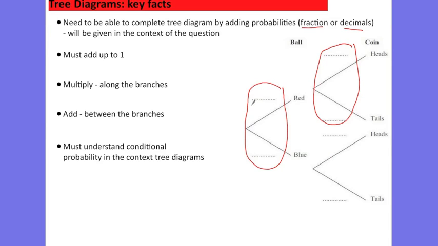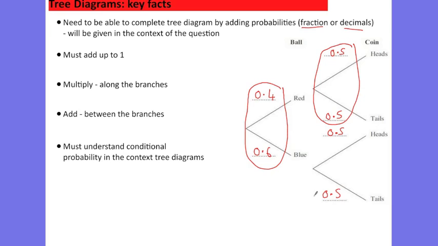So if the probability, for example, of picking a red ball was 0.4, the probability of picking a blue ball must be 0.6 because they need to add up to 1. If this was a fair coin, the probability of getting a heads is always a half, 0.5, and same for tails, here and here.